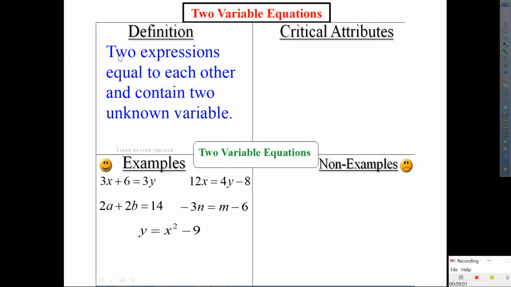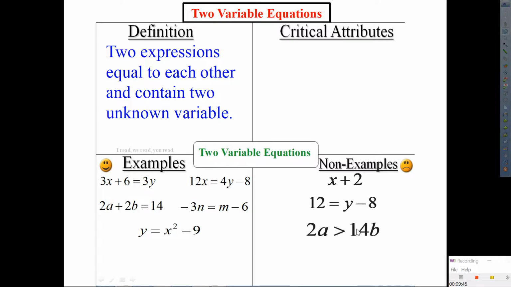According to the definition, it says two expressions equal to each other that contain two unknown variables. Now, by now, those terms should sound familiar because I've been using them all year. So let's see. On the left side for this equation, do we have 3x plus 6? Is this an expression? Yes. Is 3y an expression? Yes. Are they equal to each other? Yes. Are there two different types of variables? Yes. Okay, let me go to this one. 2a plus 2b is an expression. 14 is a numerical expression. If we put them equal to each other, it's a what? Two variable equation because it's two types of variables. Same thing here, here, and here. Pretty straightforward, yes?